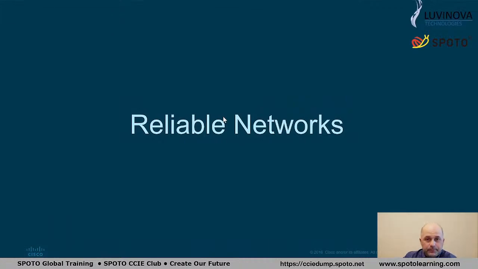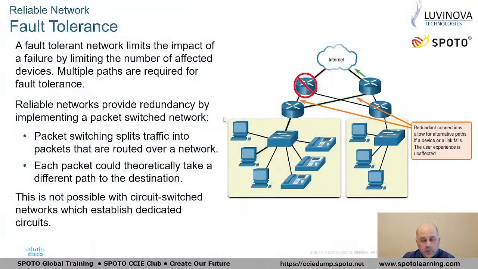Reliable networks. What we need to have in our network in order to provide the security, the resilience, we need the fault tolerance. What does it mean, fault tolerance, guys? It means that if certain device is broken or certain path is off, still your data must be delivered at the destination. How it happens? It happens, there is many ways how the data can travel.